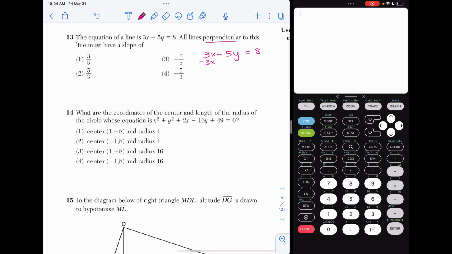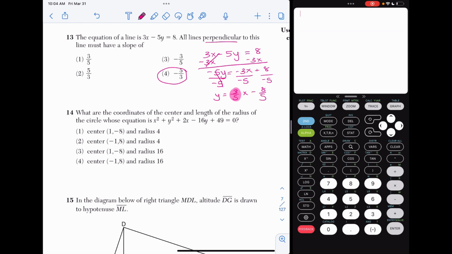So I'm going to start by moving the 3x to the other side. And then I am going to divide both sides by -5. When I do that, I have y equals 3 over 5x minus 8 over 5. And when I take a look at this, it means my slope is 3 over 5. The negative reciprocal of that means change the sign. So let's make it negative and flip the fraction. That gives me -5 over 3, which is choice 4.